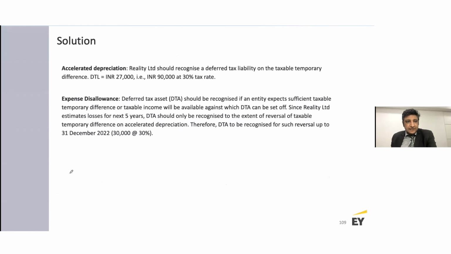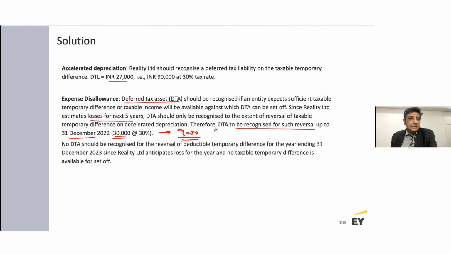We are provided that accelerated depreciation, the information on accelerated depreciation, Reality Limited should recognize a deferred tax liability on the taxable temporary difference, which is of course 27,000. As far as the expense disallowance is concerned, we are provided the deferred tax asset should be recognized if an entity expects sufficient taxable temporary differences or taxable income which will be available against which the DTA can be set off or reversed. Since Reality Limited estimates losses for the next 5 years, DTA should only be recognized to the extent of reversal of taxable temporary differences on that accelerated depreciation, which means I can only recognize the DTA reversal to the extent of 30,000 and not 40,000, right? This would mean that my DTA to be recognized should be 30,000 into 30%, which is 9,000, right?